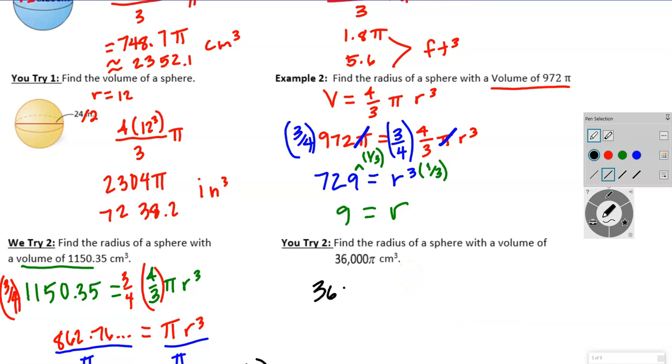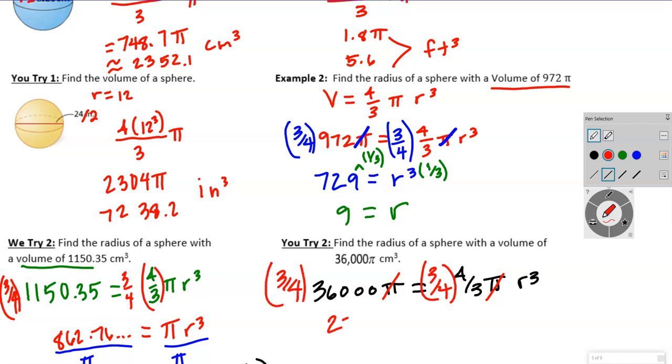So here we go again. 36,000 pi is equal to 4/3 pi r cubed. Our pi's cancel each other out. We're going to do 3/4 times here. 3/4 of 36,000 is 27,000. That's equal to r to the third. So we're then going to take that to the 1/3 power, and we're going to take this to the 1/3 power, and that means r is going to be equal to 30, which some of you already knew, right? And that's going to be 30 centimeters.